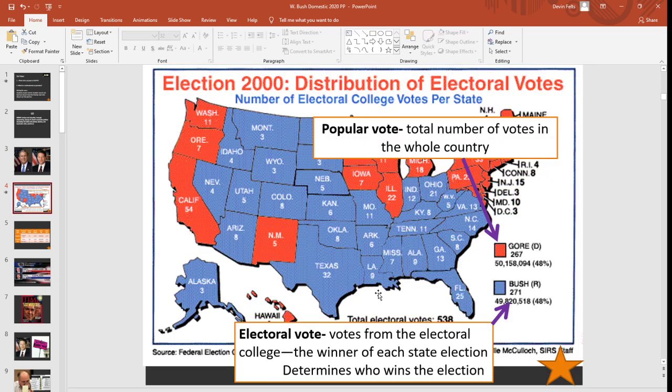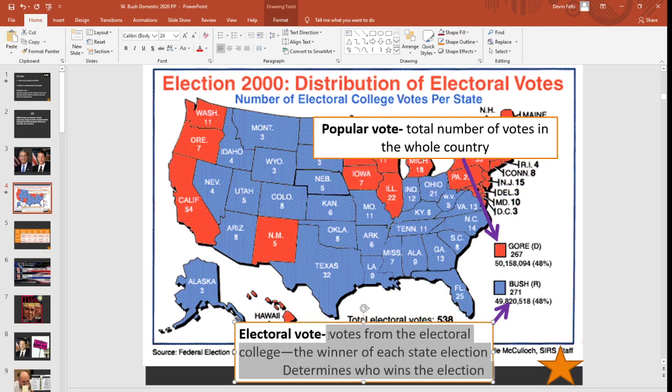There's a couple of interesting things about the results of this election. If you look at this map, this shows which state voted for which candidate, right? So the blue represents Bush and the red represents Gore, right? The interesting thing about the U.S. election system is that we're kind of different. We use something known as the Electoral College, and the way that a candidate wins is that they have to receive votes from the Electoral College.